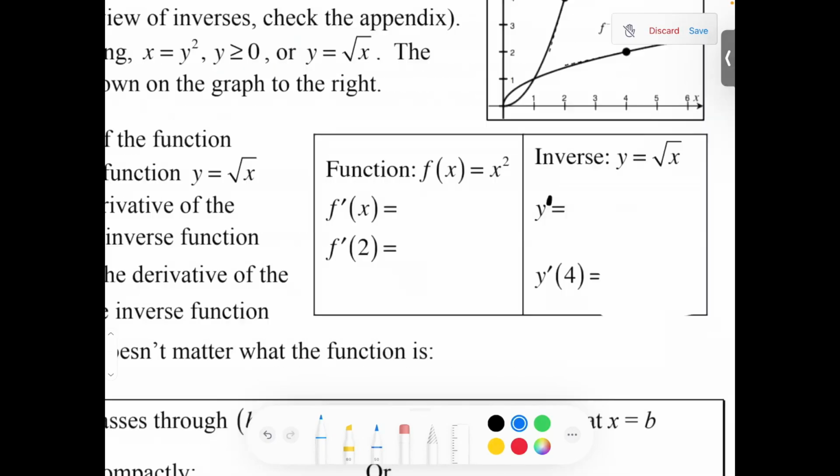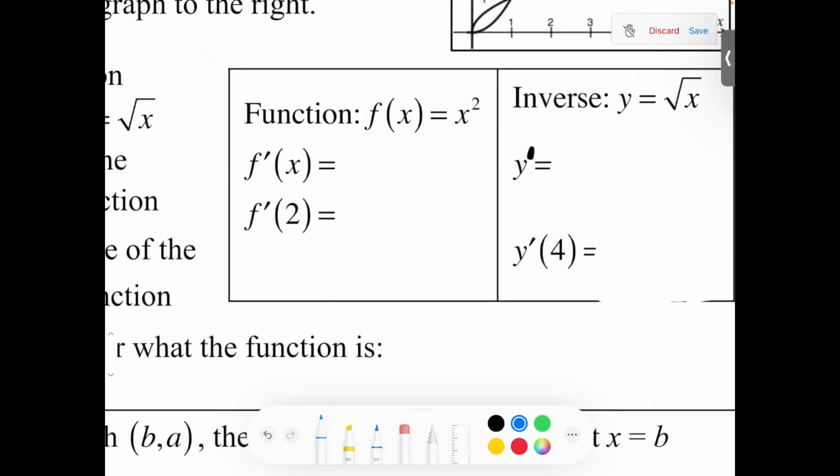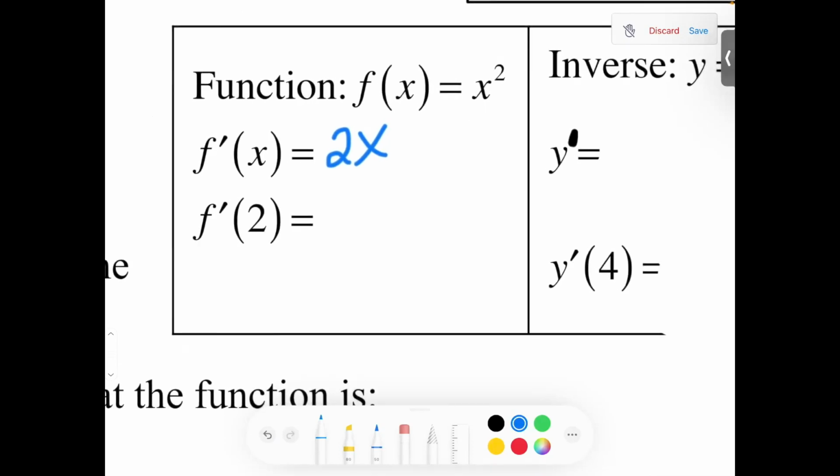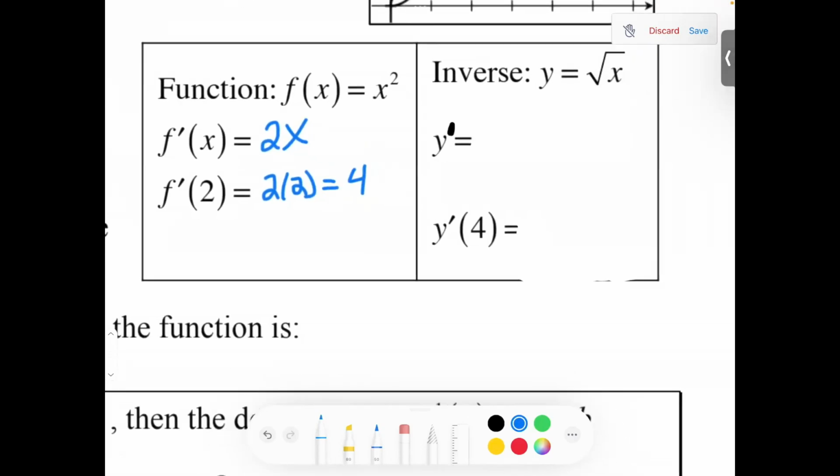All right, so the function here, we're going to find the derivative of x squared, and the derivative of x squared is 2x. And f prime of 2, the derivative at x equals 2, would be 2 times 2, which would be 4. What we want to show here is that the derivative of the inverse would be the reciprocal of this. So the reciprocal of 4 would be 1/4. So that's what we're trying to do. We're trying to show that the derivative of the inverse is equal to the reciprocal of the derivative of the original function.